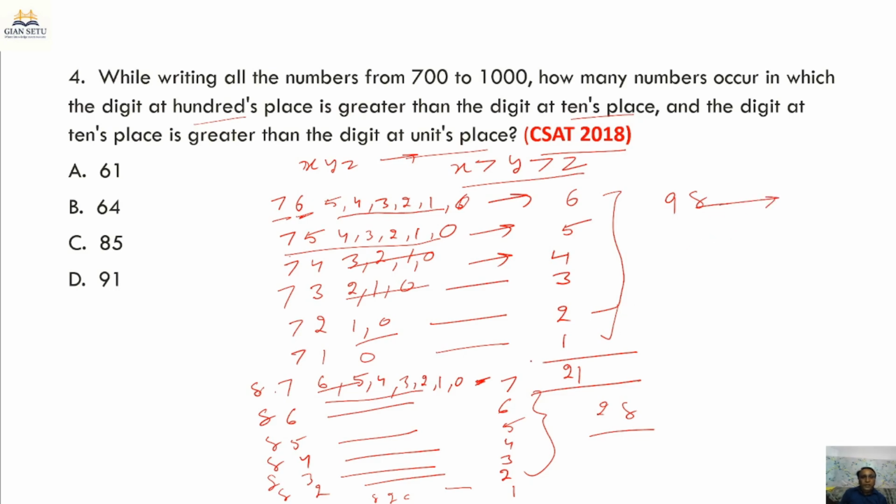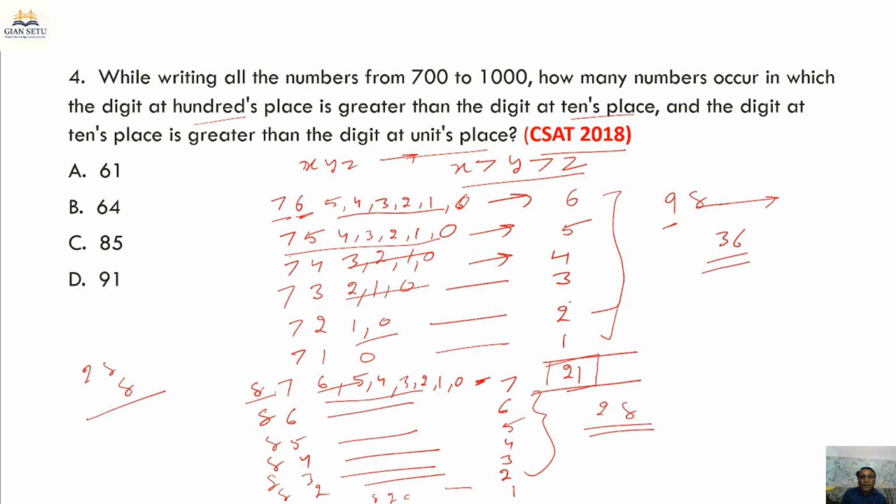Now when we have 9 at hundreds place, we can have 8 at tens place, and so on. First, when we had 7 at hundreds place, we had 21 such numbers. When we had 8 at hundreds place, we added 7 more numbers, and it became 28. Now when 9 is there, we will add 8 numbers to the 28, and it will become 36.